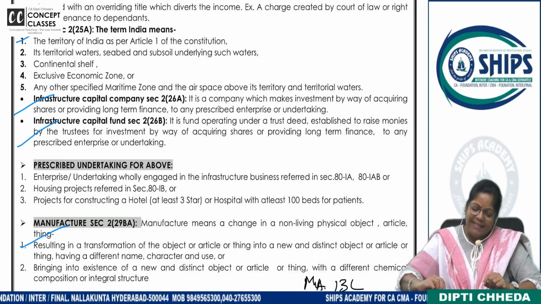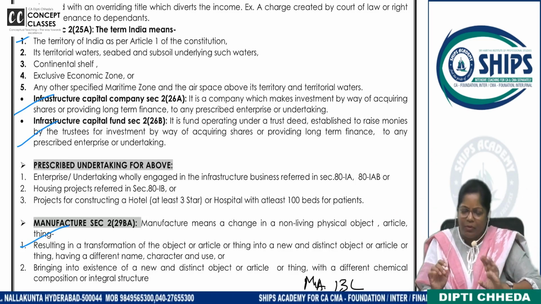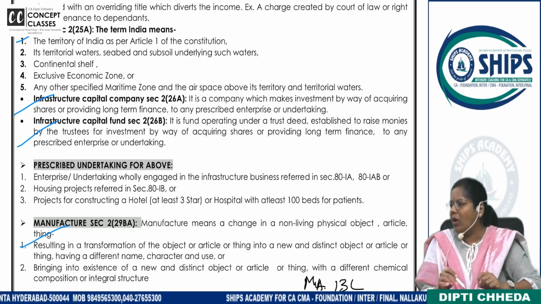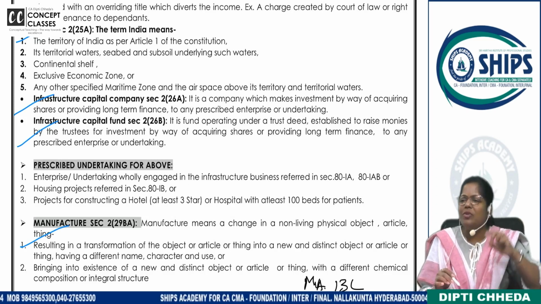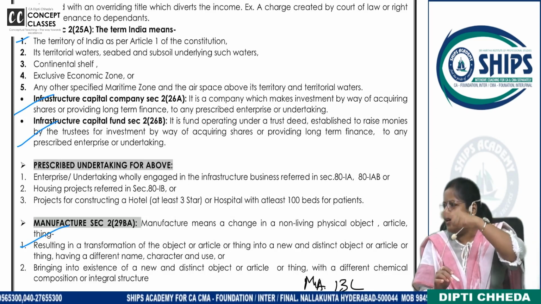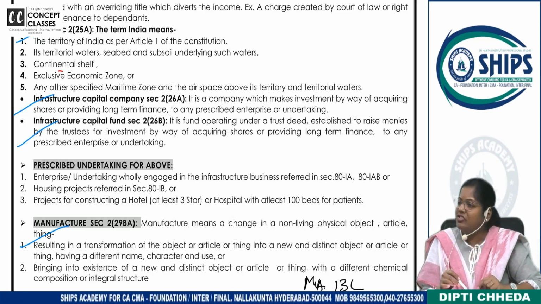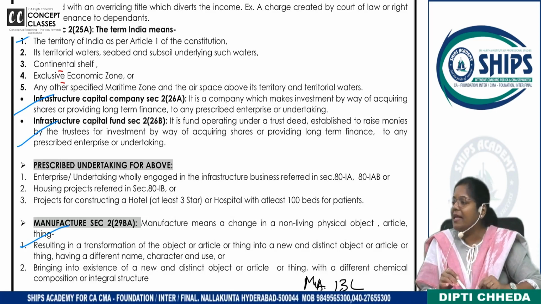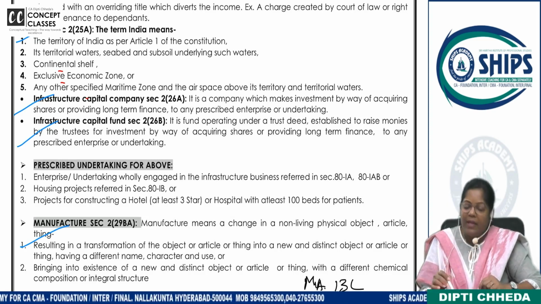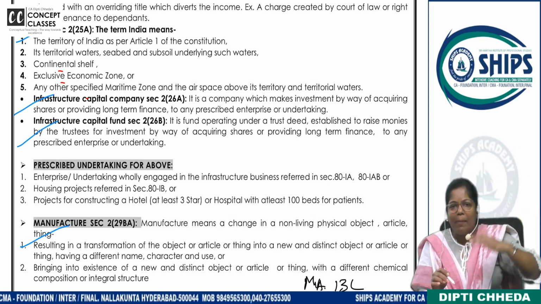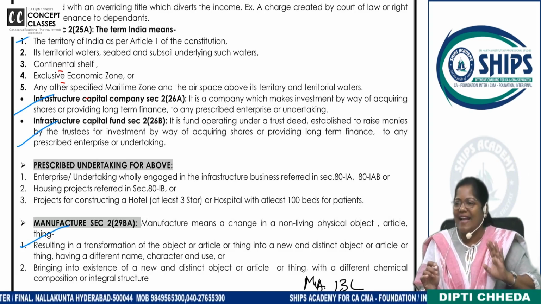So they say India means territory of India as given in the map, constitution, territorial waters, 200 nautical miles in the sea. And you know, so many places we have, those gulfs you read in geography, all that is India. Continental shelf, exclusive economic zones are there, or any other specified maritime zone, even airspace. In the air, on the water, on the land, in India if you earn anything, you need to pay tax.